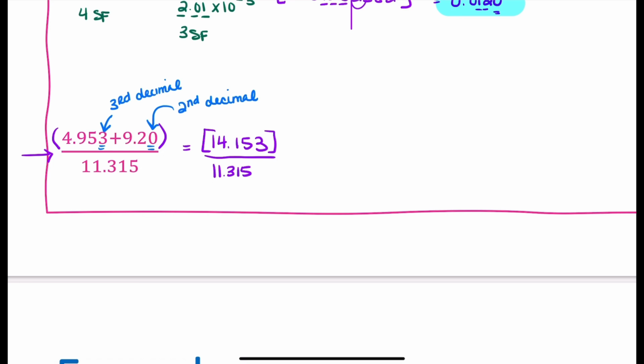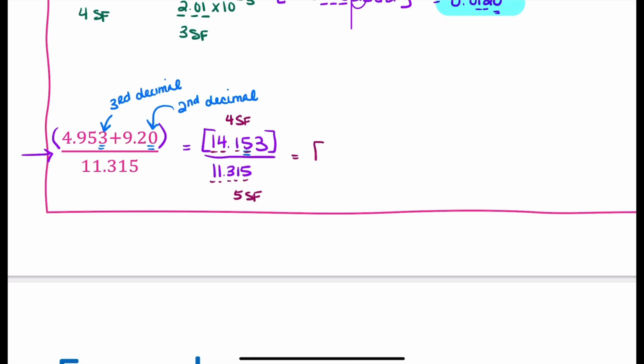I don't care about the number of sig figs here, I care about the precision of the measurement. My 2nd decimal place is here. My number can only be precise to there. But I don't want to round yet because I don't want to create round off error, right? Now that I'm going to do the division, I'm going to look at my overall sig figs again. If my number is precise to the 2nd decimal place here, that means I have 1, 2, 3, 4 sig figs in my numerator, 1, 2, 3, 4, 5 sig figs in my denominator.